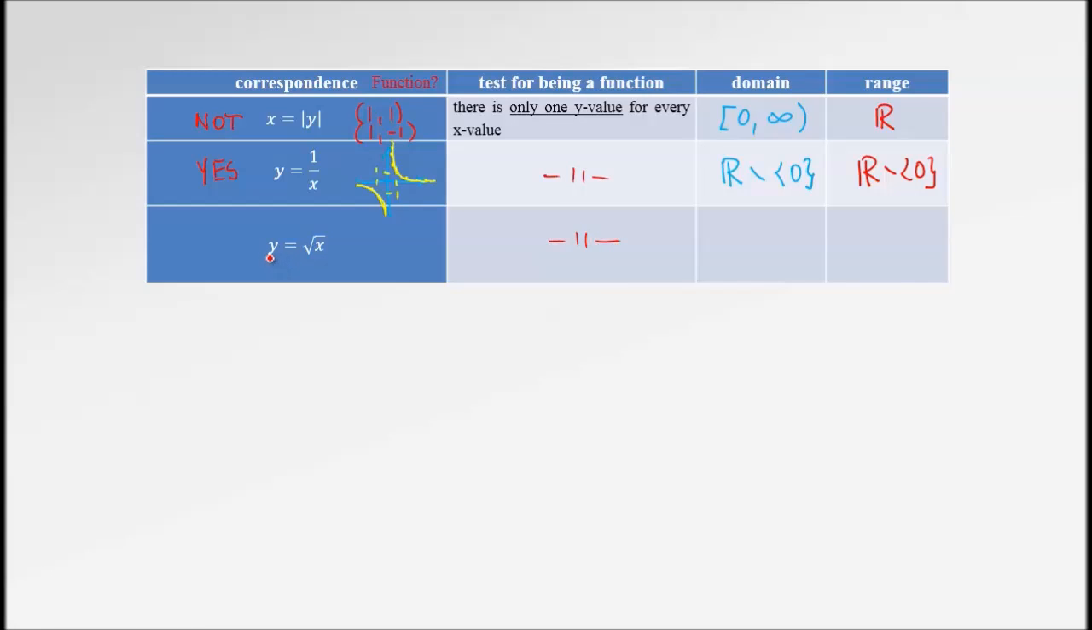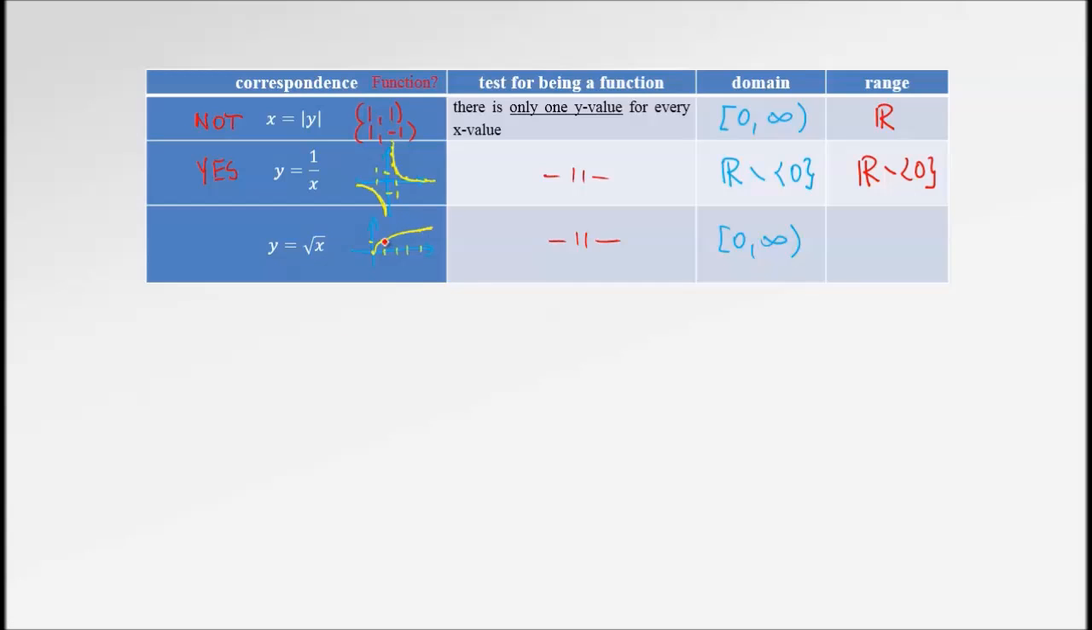And finally, y equals root x. Let's look at the domain first. What kind of values can we take for x? Only positive or 0. We can't take negative values because root of negative is not defined in real numbers. Okay, so the domain is from 0 to infinity. We also know the shape of this relation. I'm sure we graphed this before. If x is 0, then the value is 0. If x is 1, then the value is 1. If x is 4, then the value is 2, and so on. So we join those points and the graph of root function looks somehow like this.